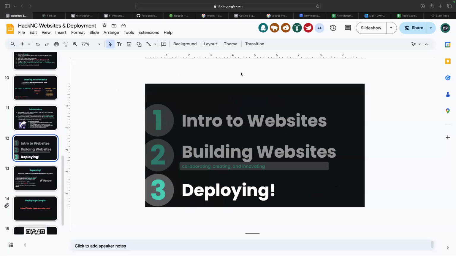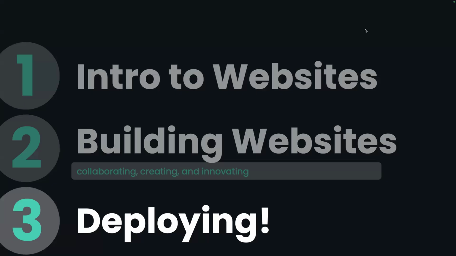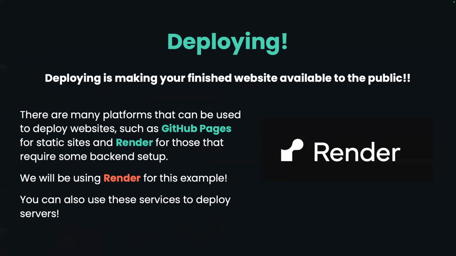Okay, and now we're going to talk a little bit about deploying. Deploying again just means that you're making it public to everybody. And this is how you see most websites. You just type in a URL and you get access to all the information that that website has. There are many platforms that you can use to deploy websites, like GitHub Pages if you're working with GitHub. Render is what I use. And it is useful if you have a server, for example.